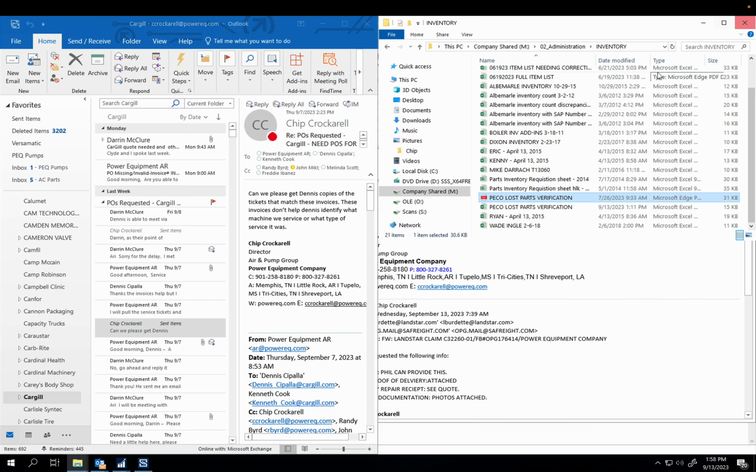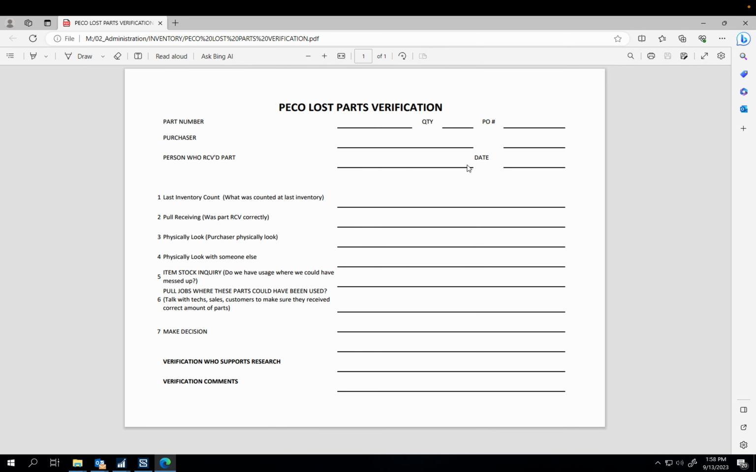So this form can be found in the M drive, in the administration, and in the inventory section, and it's called Peco Lost Parts Verification. If I open up the form, this is what it looks like. We'll put the part number, the quantity, the PO that it was purchased on. The purchaser would obviously be the person who bought the part. The person who received the part, for example, might be a different person if it's in Little Rock or a different person in Memphis, and the date that it was received.